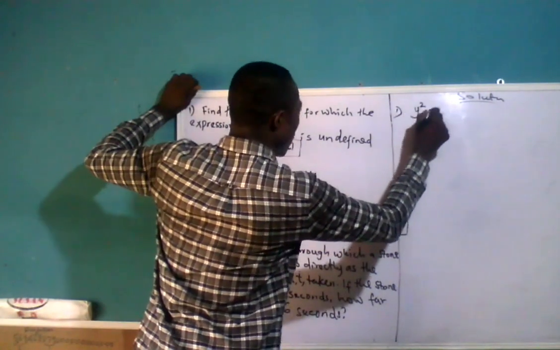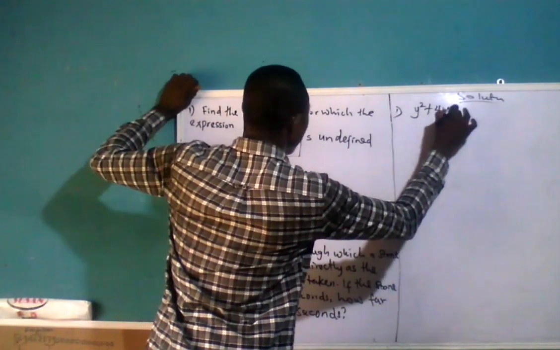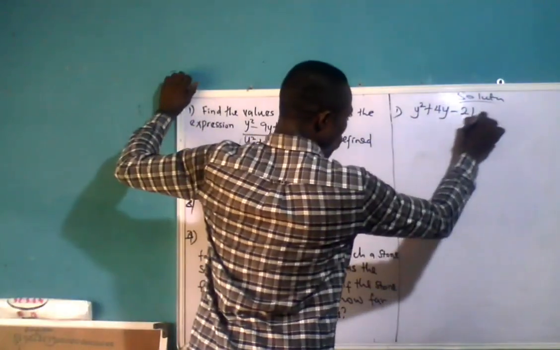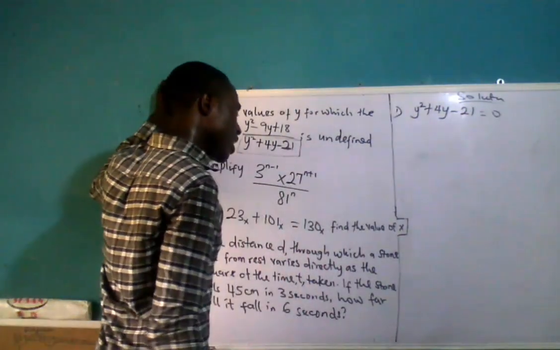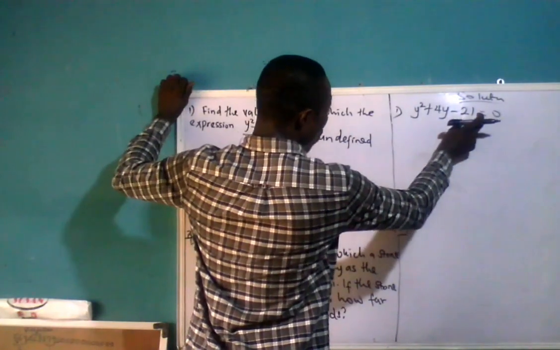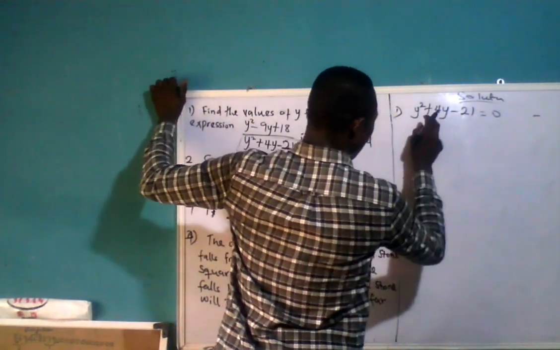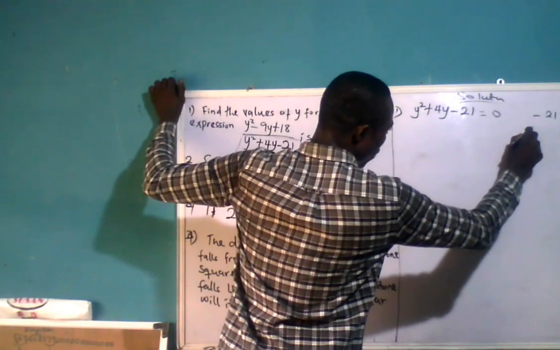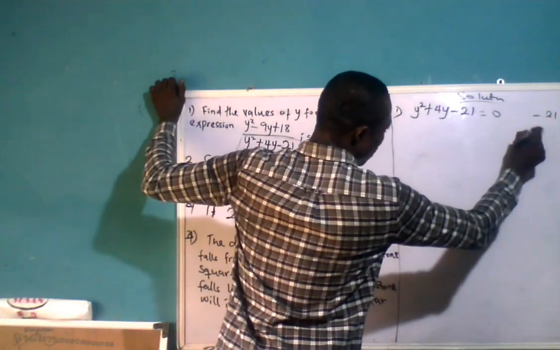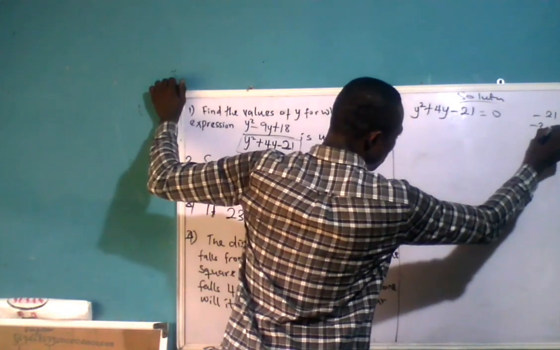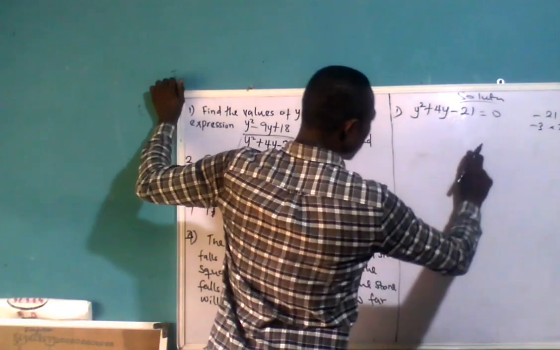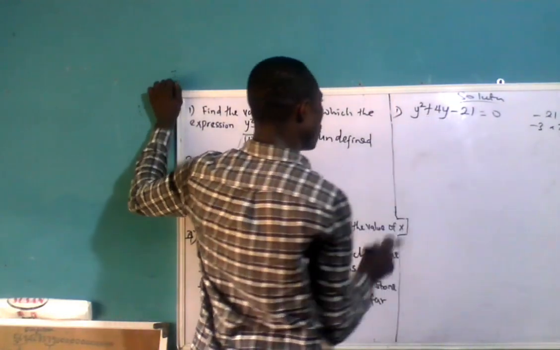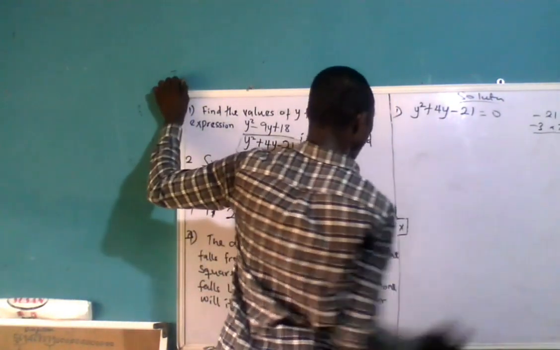So you have y squared plus 4y minus 21. That's the expression. Just equate it to 0. Then look for the factors of negative 21 that when added together will give you positive 4. What can you multiply with what to get negative 21? So you have negative 3 and 7 will give you negative 21. And at the same time, negative 3 plus 7 will give you what? Positive 4. So therefore, these are the factors we want.